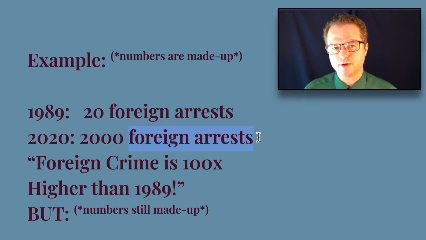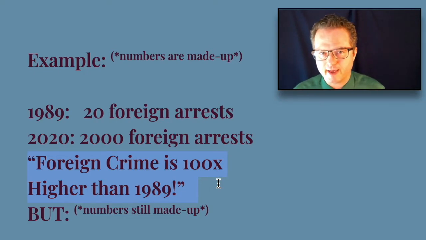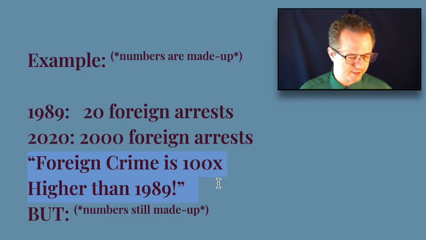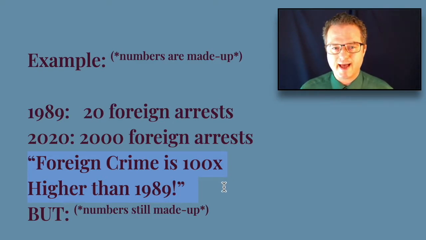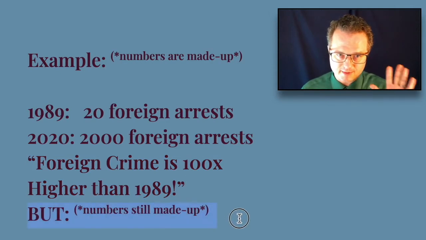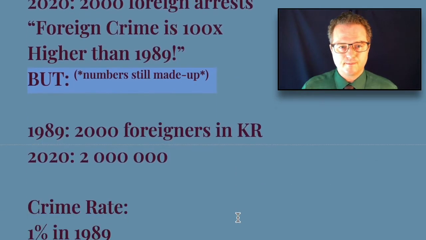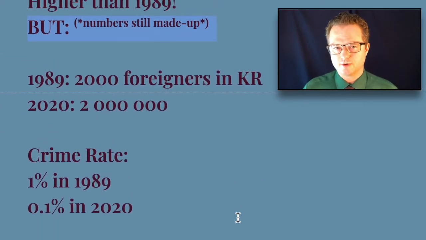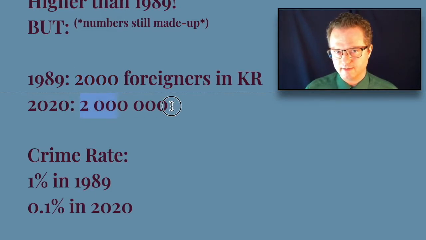Now, some people could look at those two numbers, 20 and 2,000, and say, whoa, foreign crime is 100 times higher than 1989. And maybe that'll get on the front page of the web portals and everybody's going to get upset about it. But let's add a little bit of context. And again, these numbers are all made up. This is just an example. In 1989, 2,000 foreigners lived in Korea. In 2020, 2 million foreigners lived in Korea.